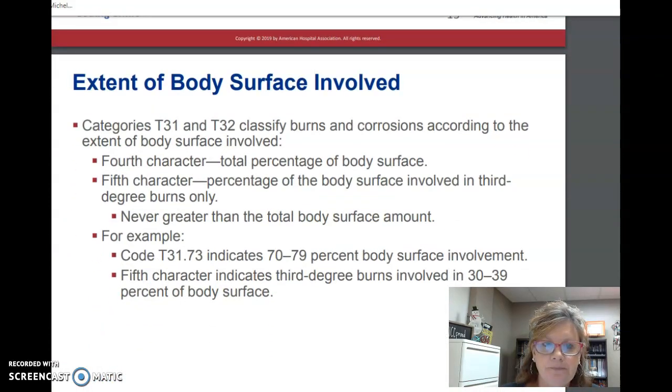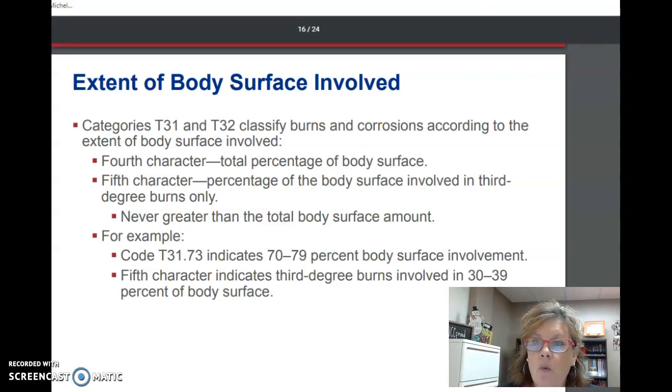Read through that. Let's go to the extended body surface involved. Okay, so our fourth character here is how much of the total body was burnt. Okay, some of your examples tell you, some do not. And then your fifth character is the percentage of the body that is burned with third degree burns.